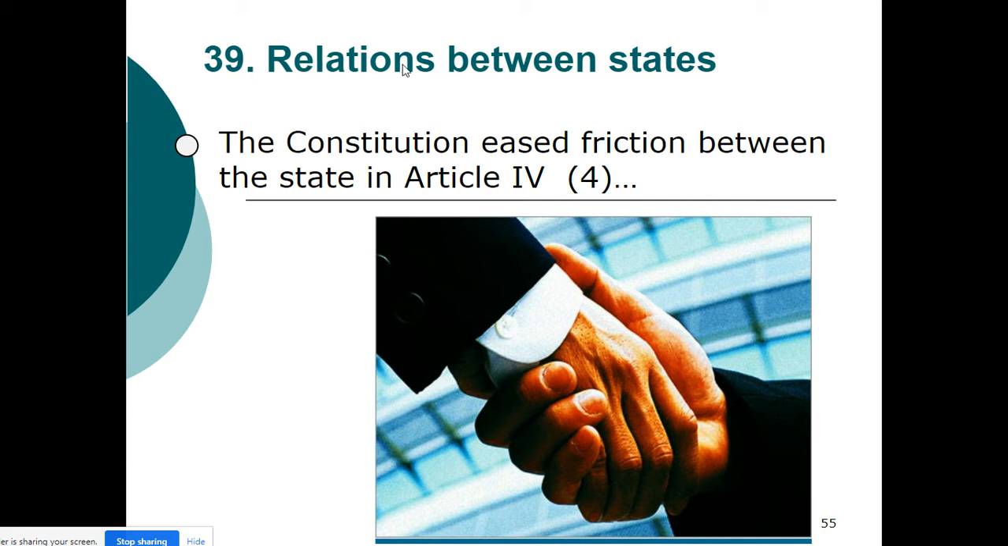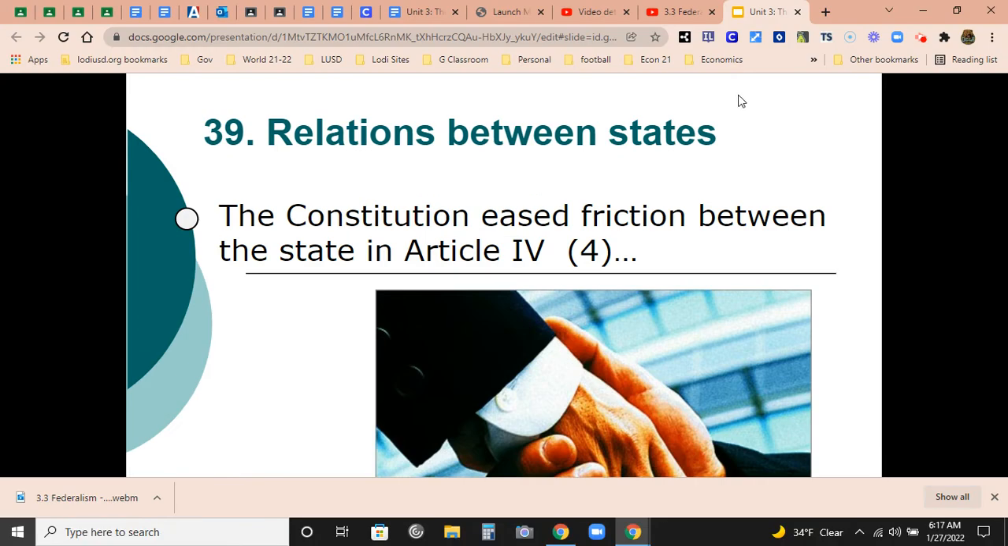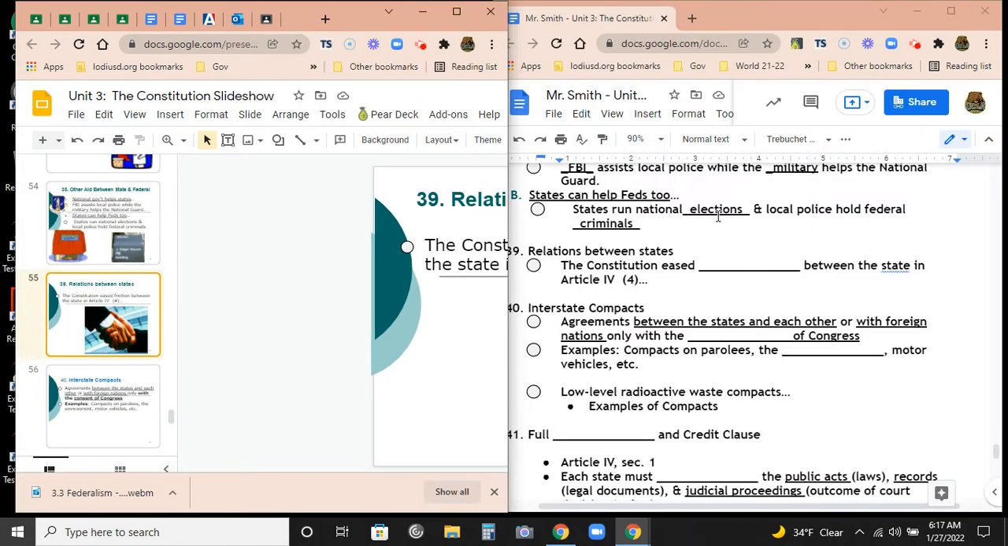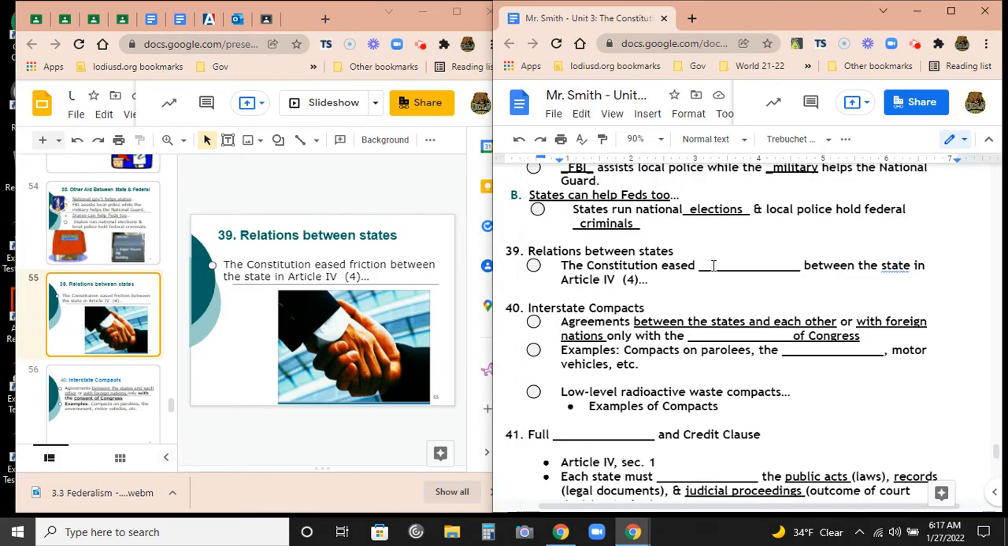All right. It also controls relations between the states. The Constitution eases this friction between the states by adding Article 4, Section 4. All right, let's go ahead and chop that in. So there was some friction, especially in terms of power. Who's supposed to have power, when, and where. But with the specificity here, that gets eliminated to a large degree.